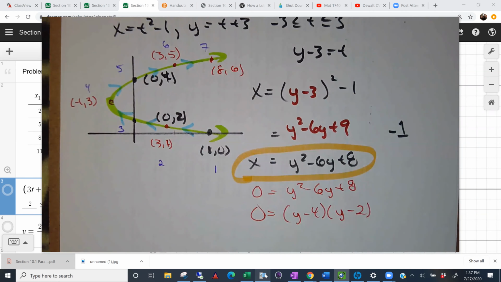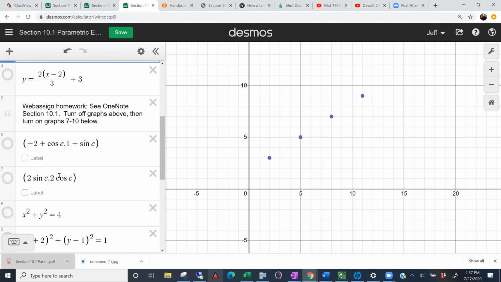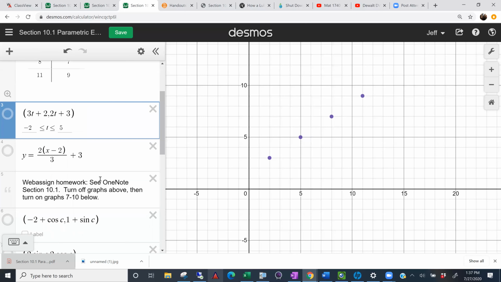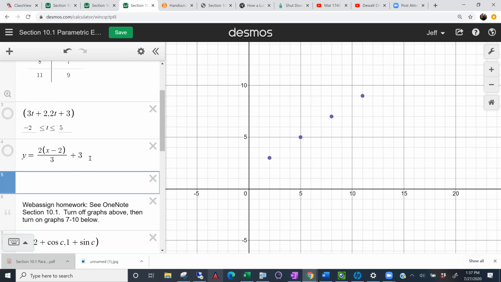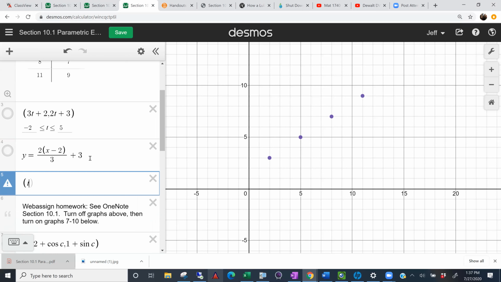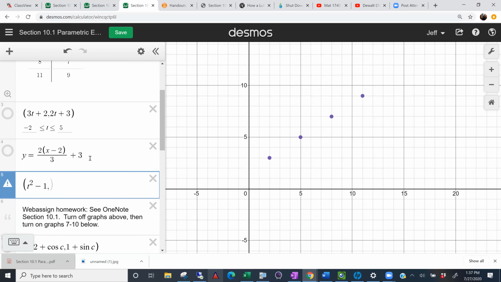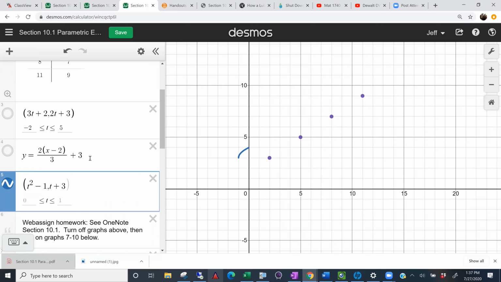Did you also do this on Desmos? You can. So it's a good question. Let's see here. Do I have that one done on Desmos? Yeah, you can. I'm not as good with parametric equations on Desmos as I am some other things. But for instance, let's just do this. We'll type in t squared minus 1, comma, t plus 3. So that's my x and y coordinates.